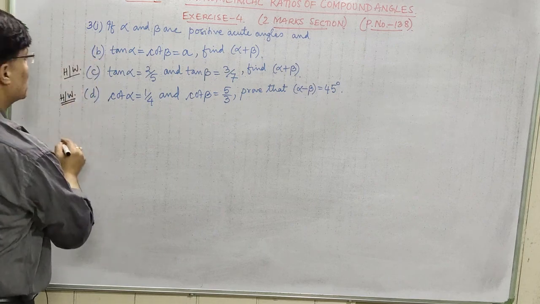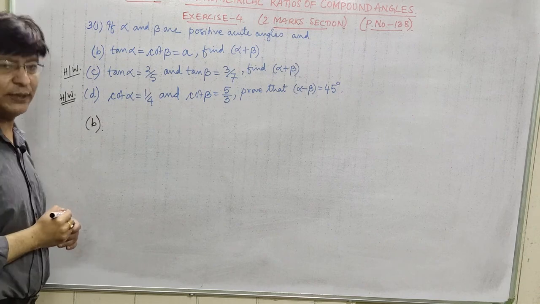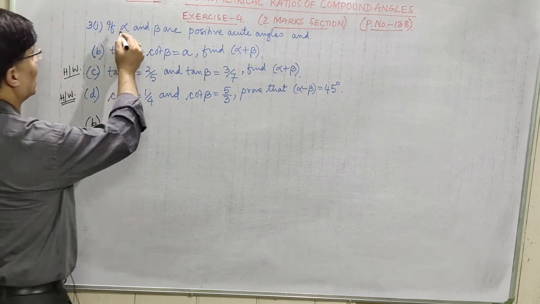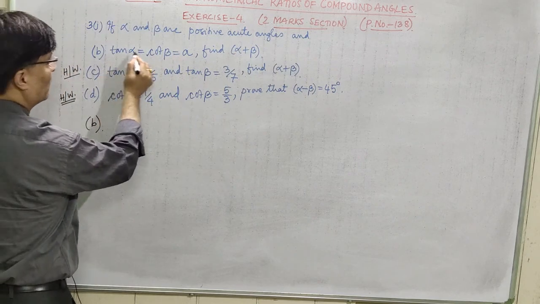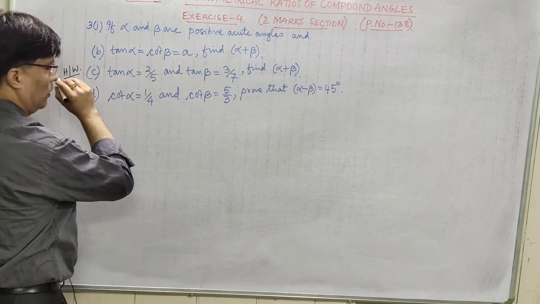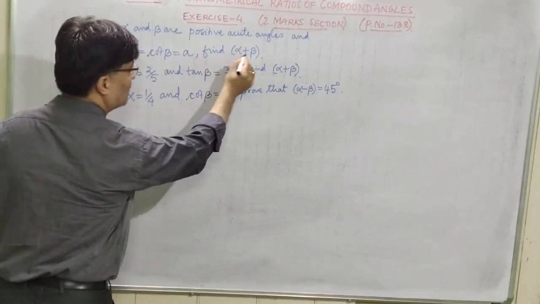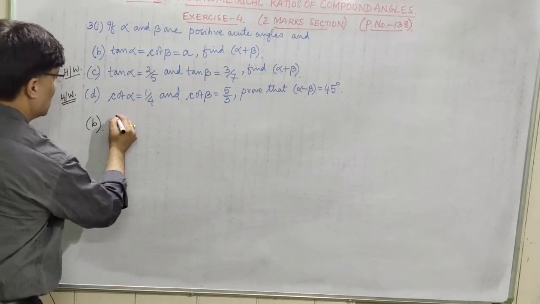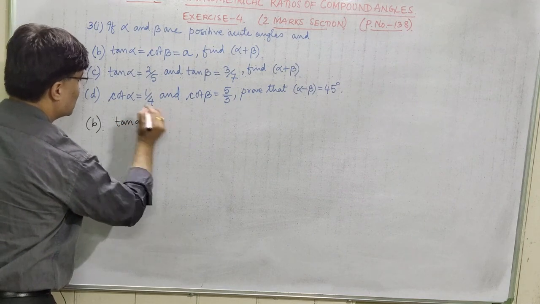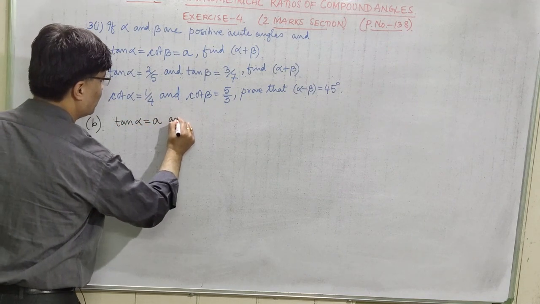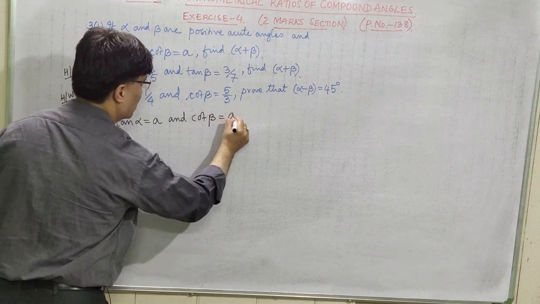Okay, so let's do this number B. That is the solution for number B. If alpha and beta are positive acute angles and tan alpha is equal to A and cot beta is equal to A, you have to get the value for alpha plus beta. So here given is tan alpha is equal to A and cot beta is also A.